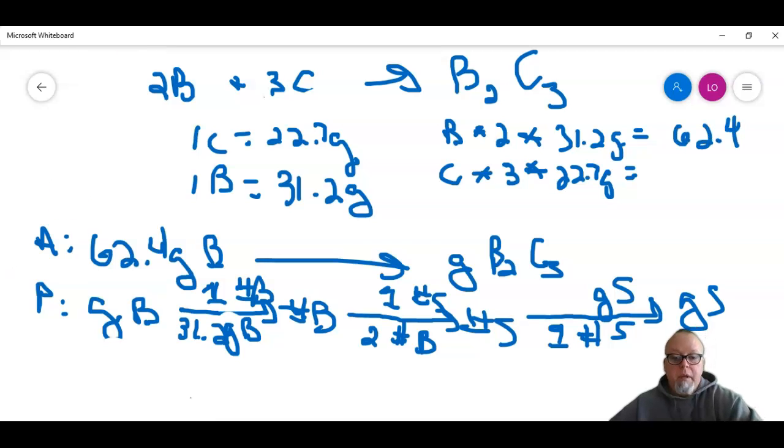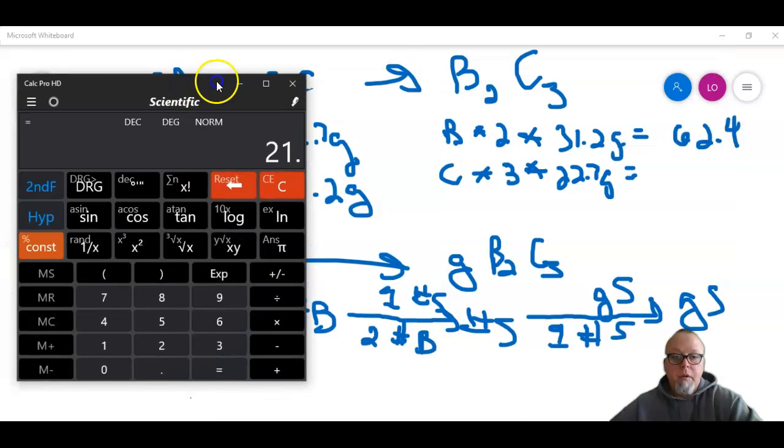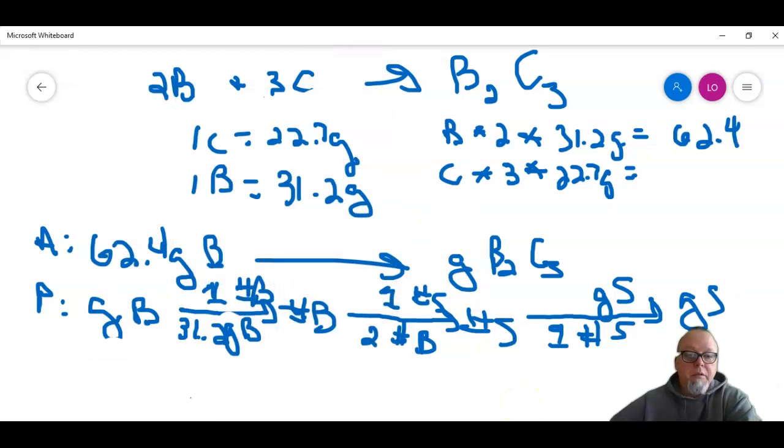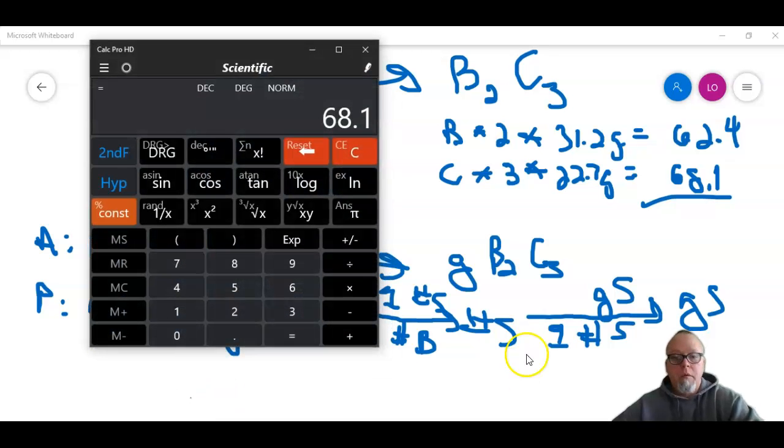62.4. And this, I don't feel like doing it in my head. So we have 22.7 times 3, which is 68.1. So we have 68.1. So our sandwiches, what we have is for one sandwich, oh, we have to add them together, sorry. So we have 62.4 plus 68.1.